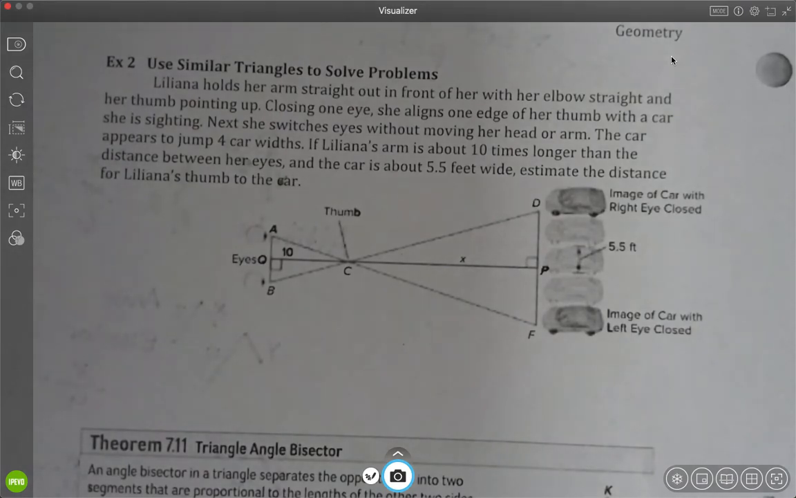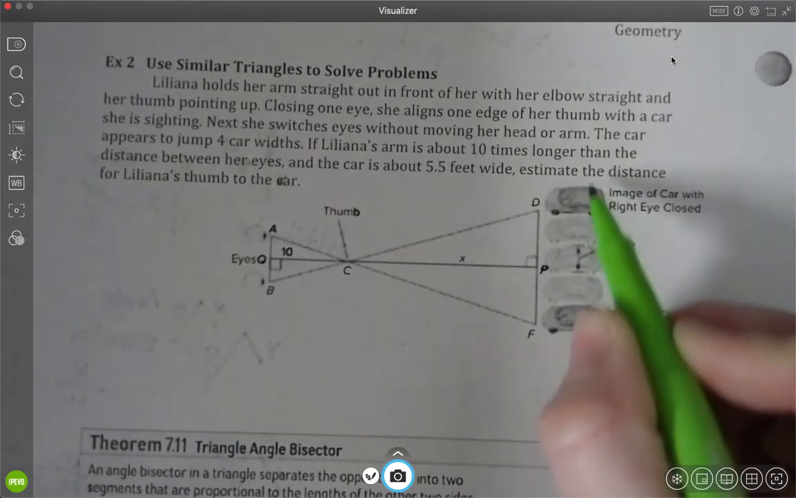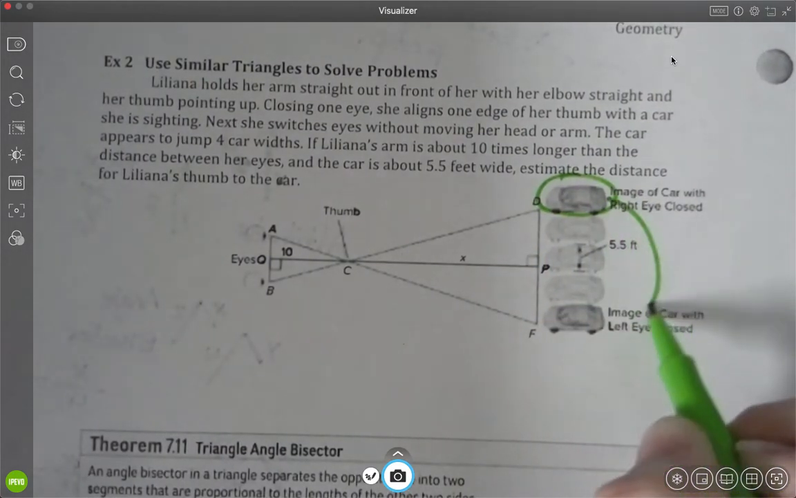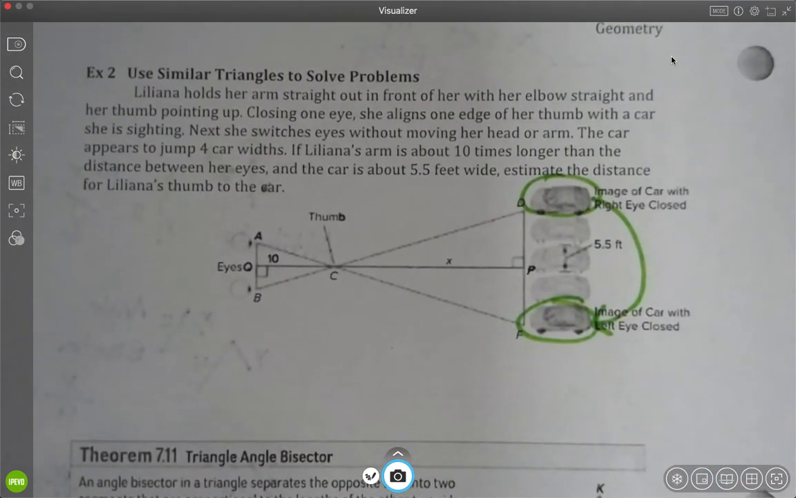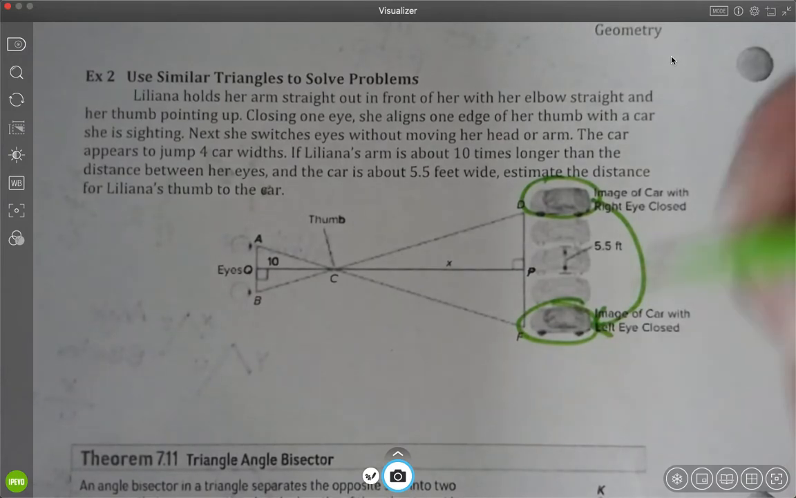So let's read some of this information and see what we've got. Liliana holds her arm straight out in front of her with her elbow straight and her thumb pointing up. Closing one eye, she aligns one edge of her thumb with the car. She is sighting. Next, she switches eyes without moving her head or her arm, and the car jumps from here to here. The width of the car, of any one car length, is how wide?